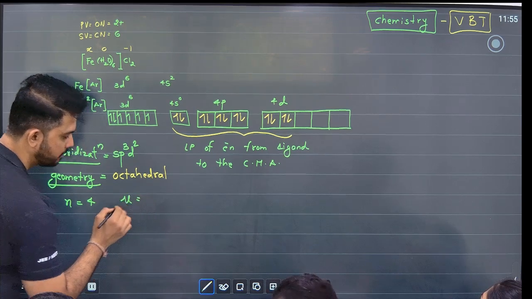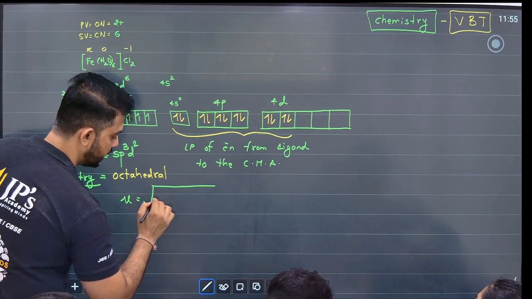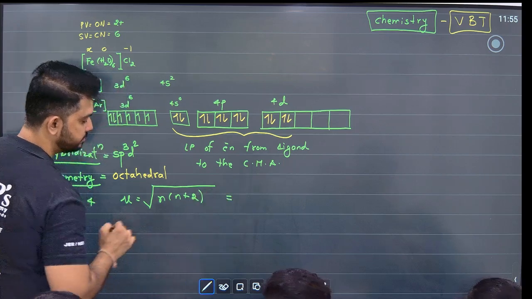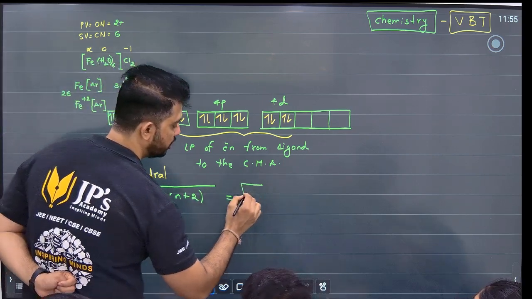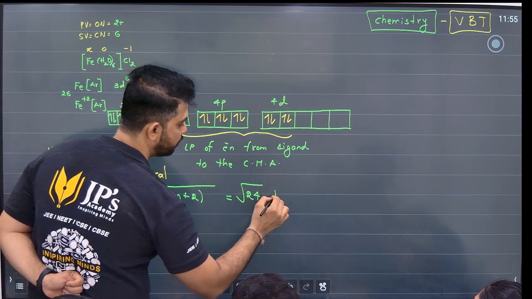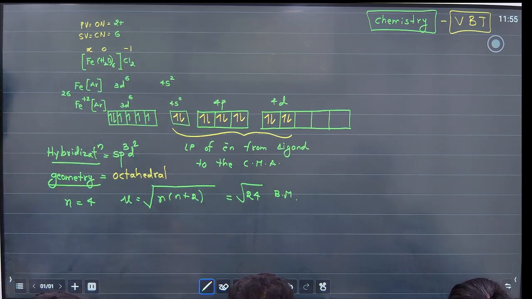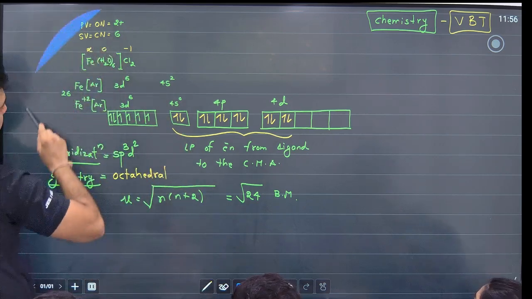So can someone give me the magnetic moment? How do you find magnetic moment? Under root of n into n plus 2. N is 4, so that is going to be root 24 Bohr magneton. Yes or no? This is exactly what we did in VBT chemical bonding. Bolo re. Sure.